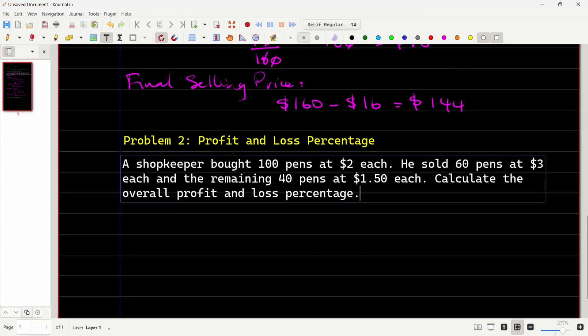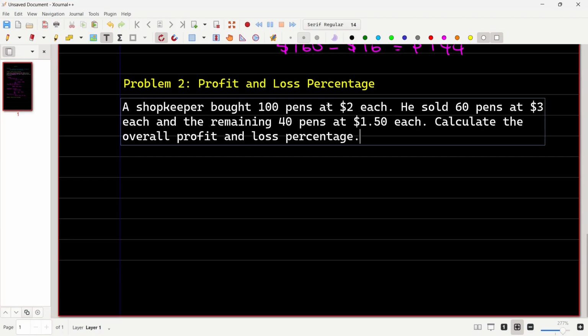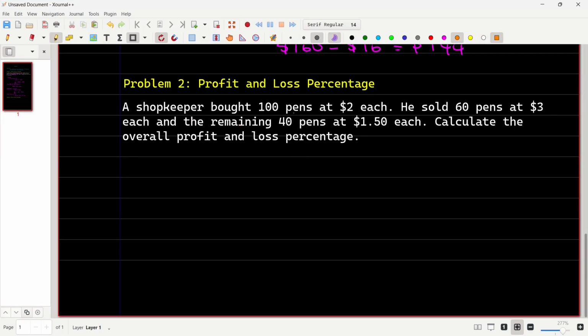So again, what I will do is extract the information that I have from this question. A shopkeeper bought 100 pens at $2 each. So 100 pens at $2 each. He sold 60 pens at $3 each. So 60 pens at $3 each. And the remaining 40 pens at $1.50 each. So 40 pens at $1.50 each. Calculate the overall profit or loss percentage.